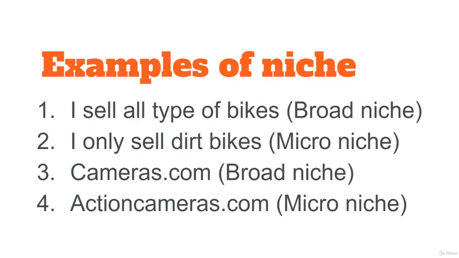Now an example of niches: I sell all types of bikes. That is a broad niche because I sell every type of bike like motorbikes, sports bikes, dirt bikes, and mountain bikes. Now when I only sell dirt bikes, that is a micro niche because that is a topic within a topic. The second example is cameras.com, which is a broad niche because it has many types of cameras and many companies. But when we talk about action cameras, that is a micro niche because that is a topic within a topic, right?